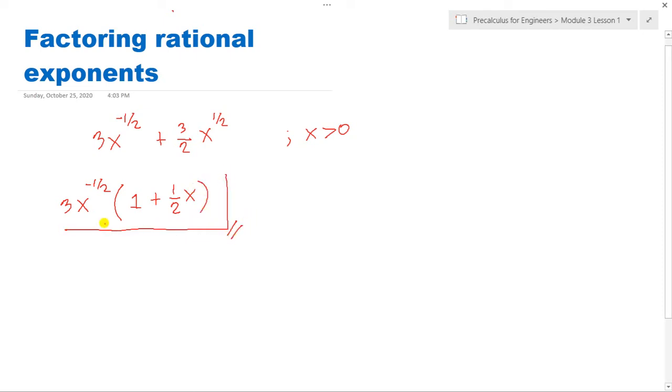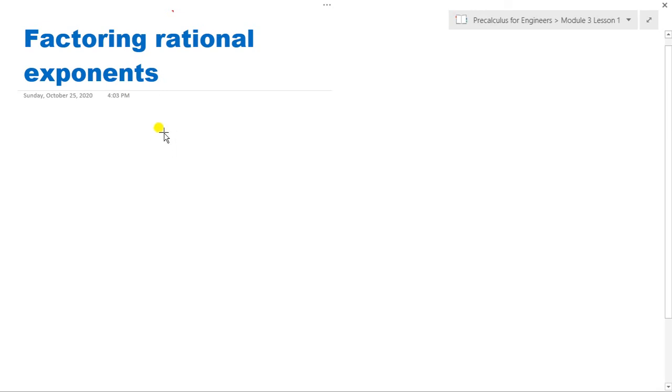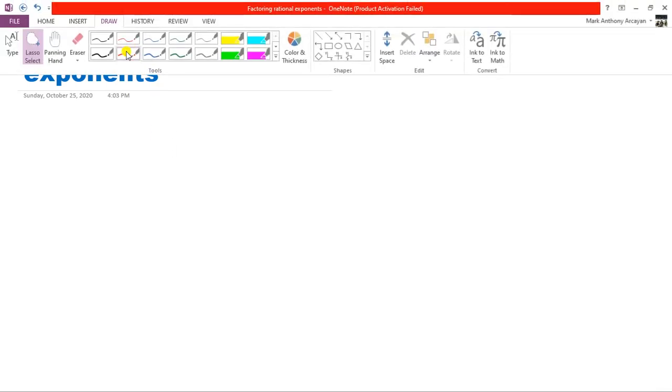Kasi this is a product of two expressions: the monomial 3x raised to negative 1 half and the other binomial 1 plus 1 half x. So ganun lang class yung pag-factor out natin. Now last, let's have the last example for this topic on factoring rational exponents.